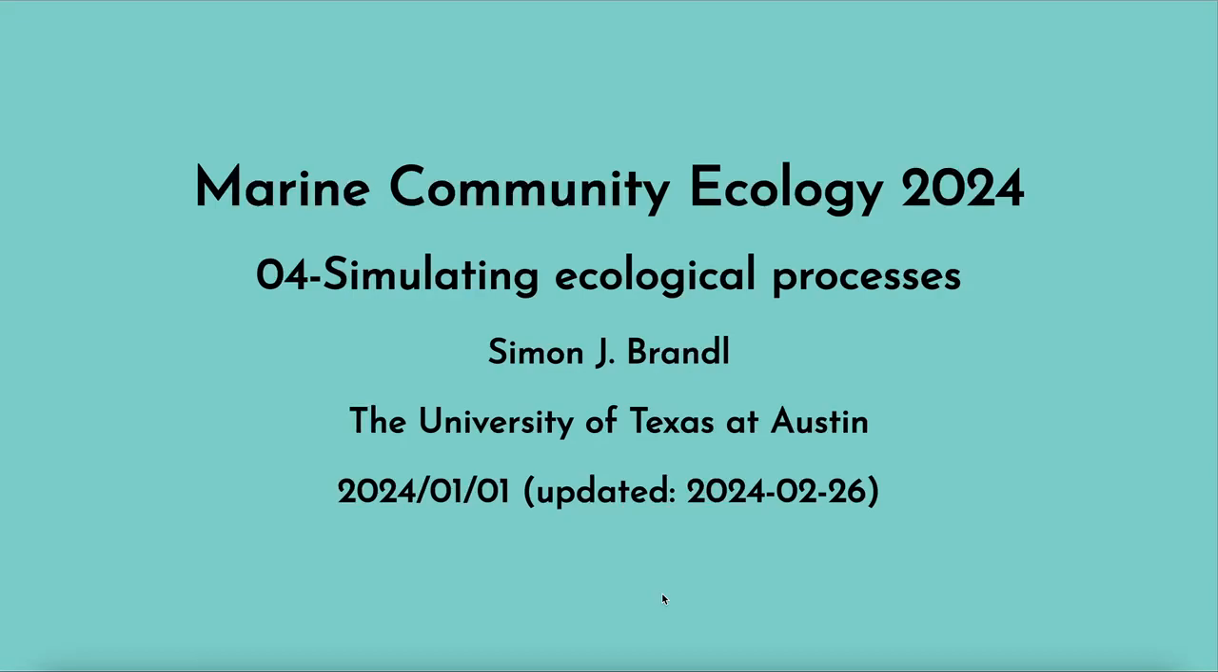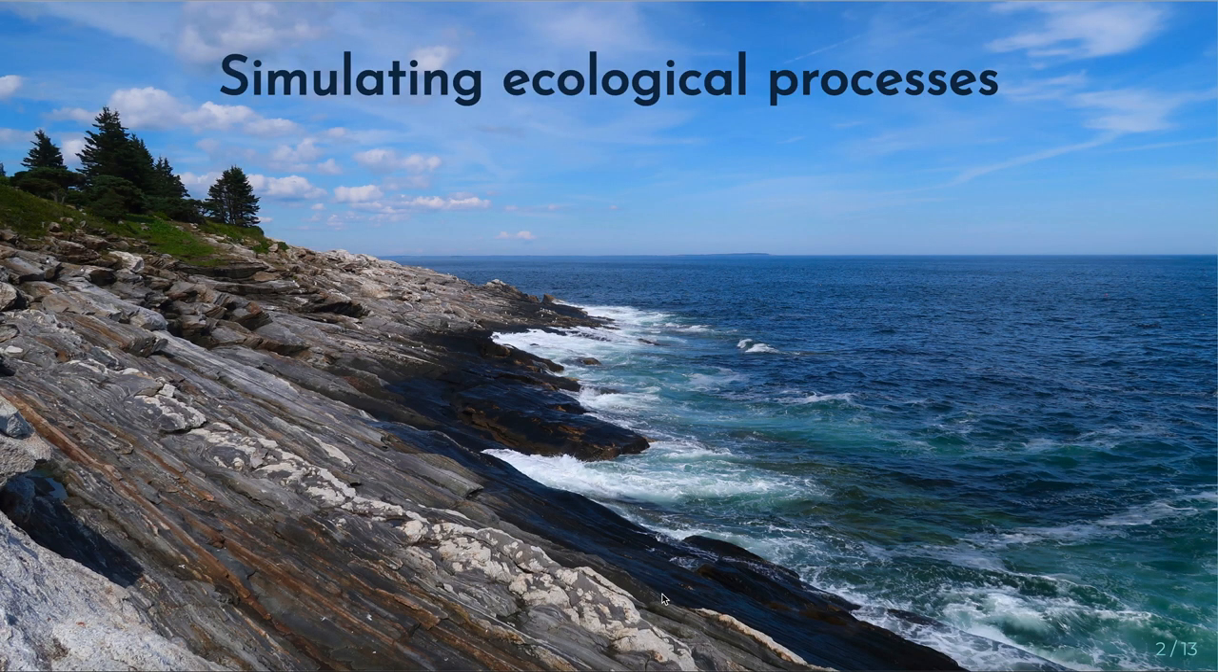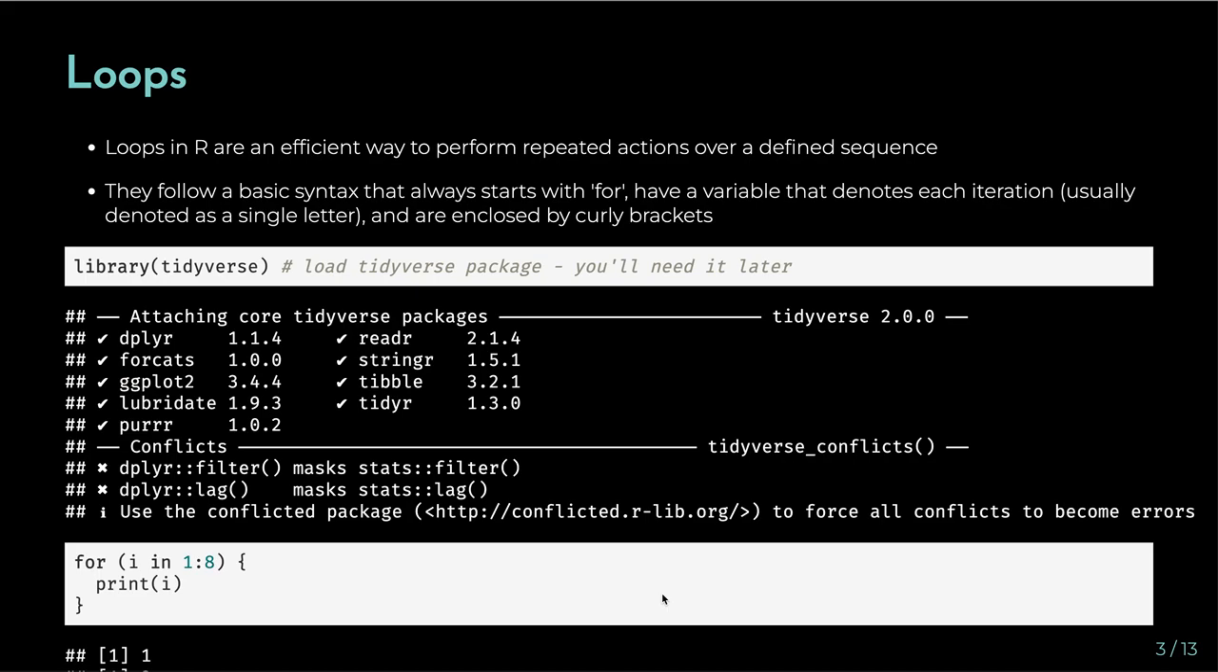All right, this is the demonstration for simulating ecological processes, or the fourth lesson in our coding series. Simulating ecological processes is relatively simple in R if we have the right ingredients. And the main ingredient for doing this are what we call loops, or for loops. Loops in R are a fairly efficient way to perform repeated actions over a defined sequence.